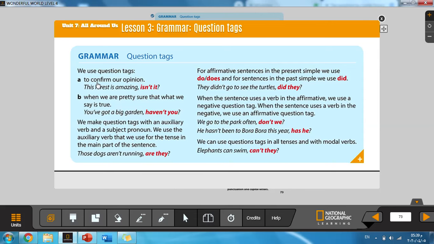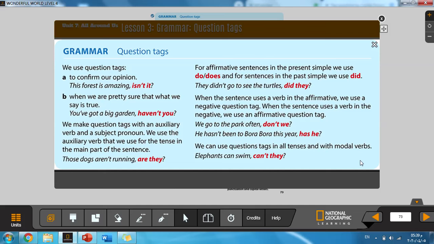At the beginning, what is the question tag and when do we use it? Question tags are questions we add at the end of the sentence. Why do we do that? To confirm our opinion. Look at this example: This forest is amazing, isn't it? I am confirming my opinion, as if asking you: right or not? What do you think? What's your opinion? So this is the first use.